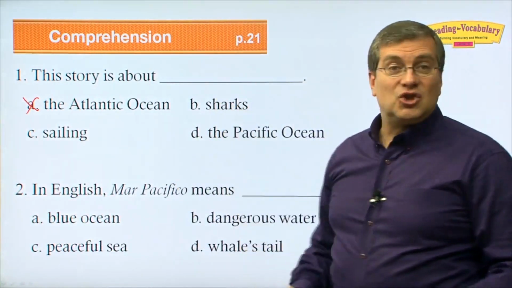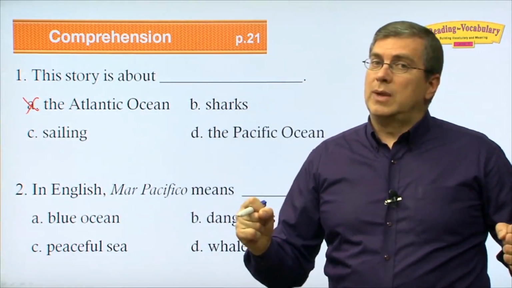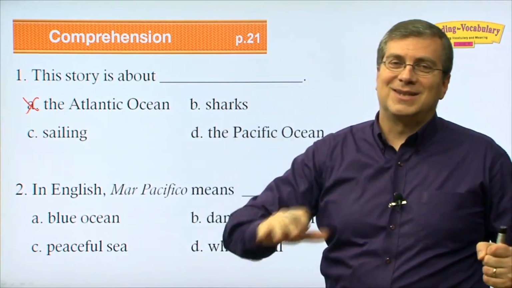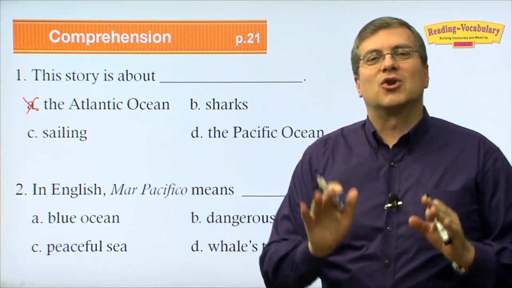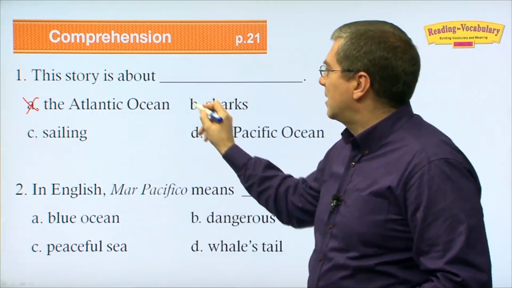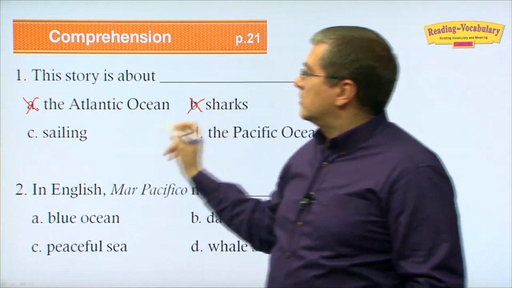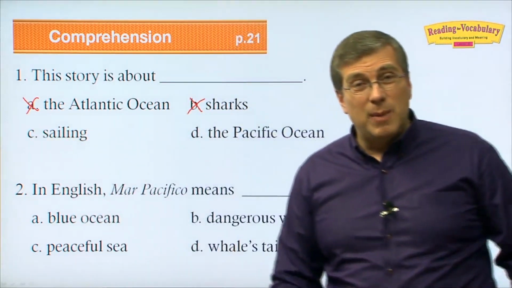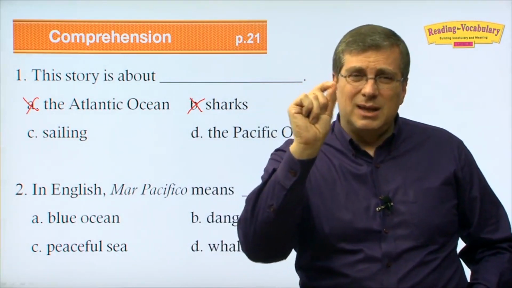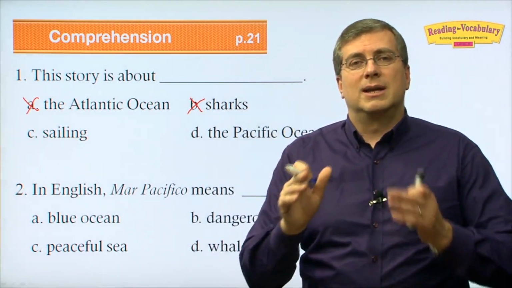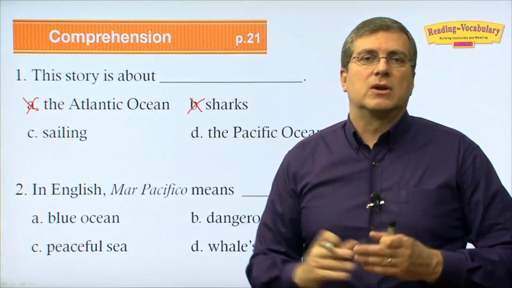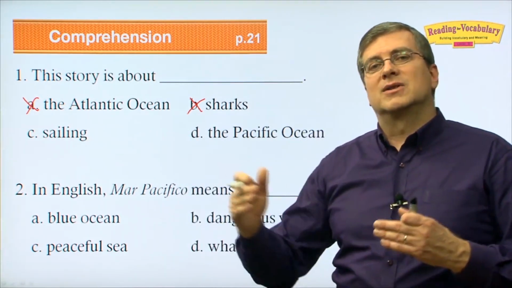B, we're talking about sharks. Nope, that was a different lesson, okay? This lesson is about the ocean. It's not about the creatures in the ocean, right? So it's not about sharks. C, this story is about sailing. Did we talk about sailing? A little bit. We only said that boats that move across the ocean with wind are sailing boats.